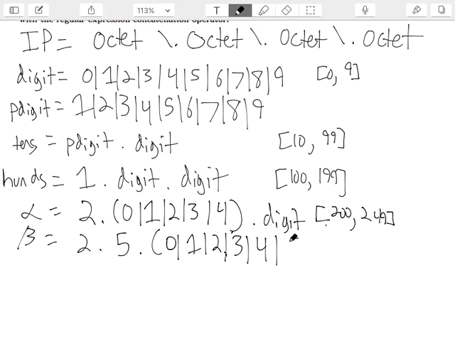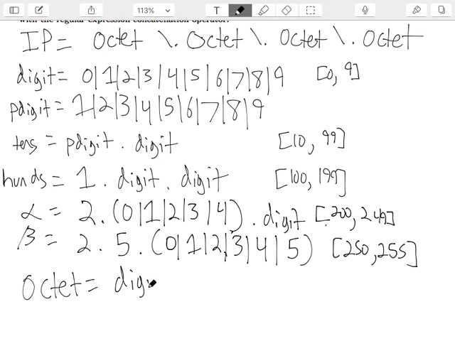Yes, that's right, okay. No, not that the 5 went there, but that the whole thing was correct. And now that's 250 to 255, which covers the whole range. So now we can say that an octet is 8. A digit is a tens, a hundreds, or beta. A digit, right. Digit or tens. Tens. Huns. Or huns. Alpha or beta.